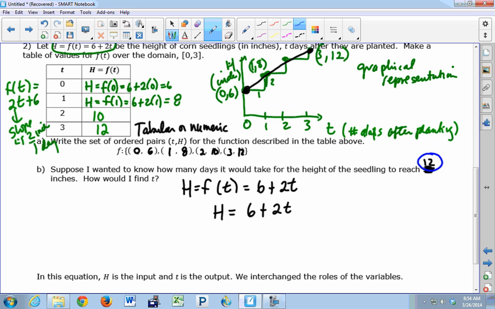Okay, so we could do that, but before I do that, we say that this equation, h equals 6 plus 2t, is solved for h. That's the language we used. This equation is solved for h, because it says h equals. The height is a function of the time. Now we're going to put 12 in for h. And now we're asked to find how many days it will take. So now we're going to solve this equation for t.